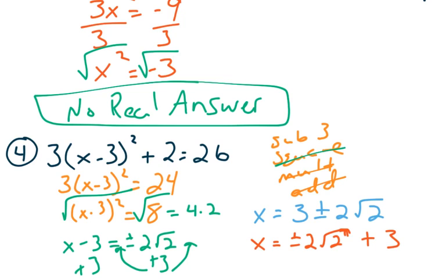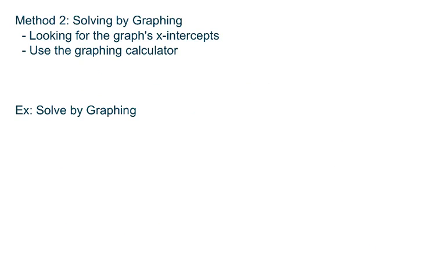All right, so that's enough of method 1 with square roots. It's time to move on. Method 2, solving by graphing. What we're really looking for is the graph's x-intercepts, and we've already done some of that in chapter 2. We were doing the zero function. We're going to be doing the same thing with the calculators, okay? And really, when we're solving by graphing or solving anything, we're looking for the graph's x-intercepts.